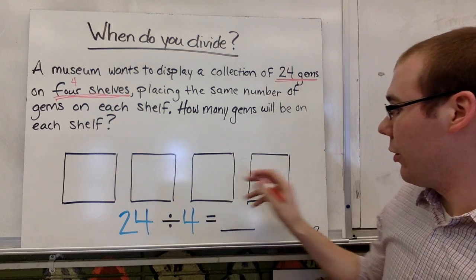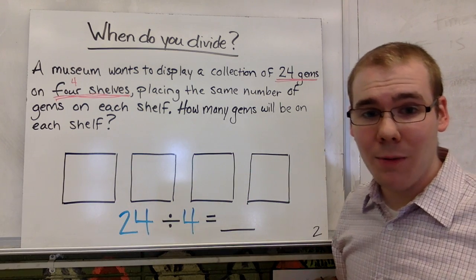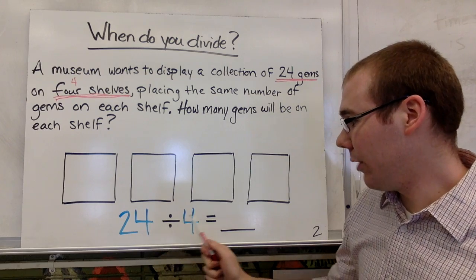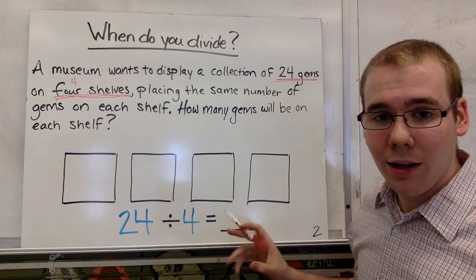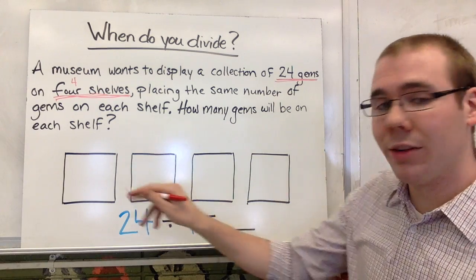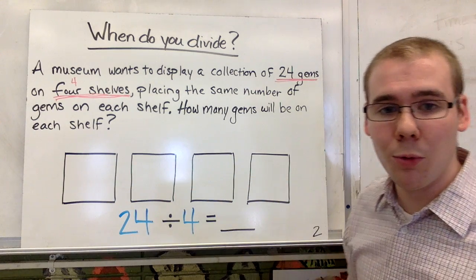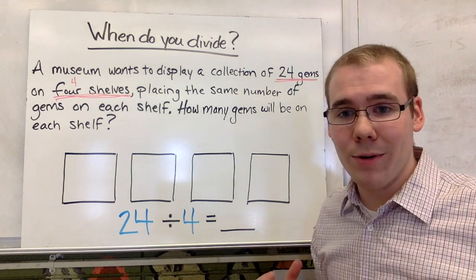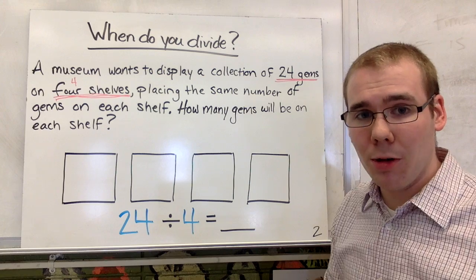I have 4 shelves right here. The basic problem that it's asking is 24 divided by 4 equals what? This blank spot is going to tell me about the number of gems in each one of these 4 shelves. The way we're going to try and figure this out today is by drawing pictures.